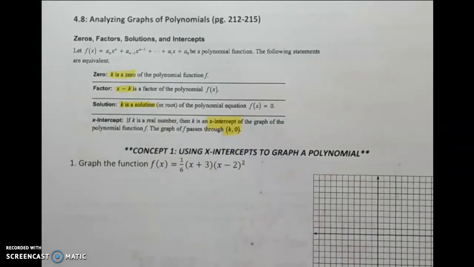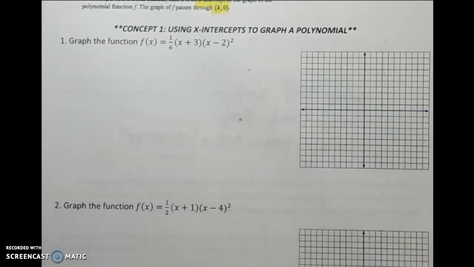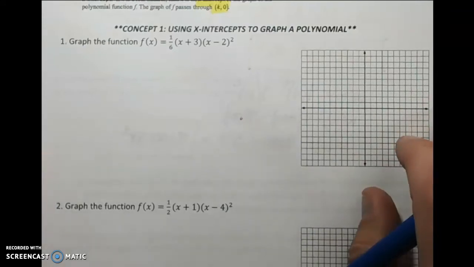And what we're going to do is graph because of that. So in concept 1, we're using the x-intercept to graph the polynomials. And it says graph the function. But what you should notice is it is in factor form, which makes things really nice and easy to go about, to be honest.